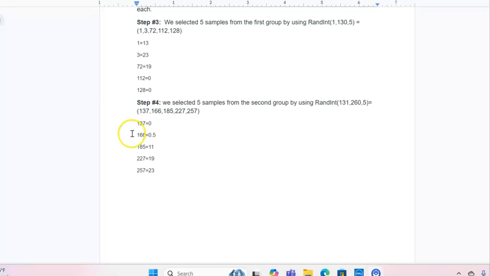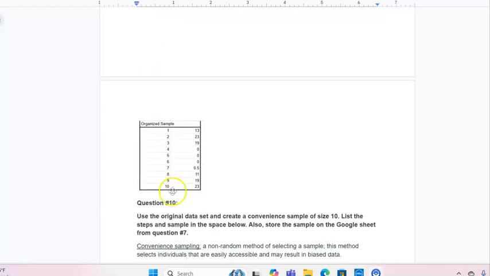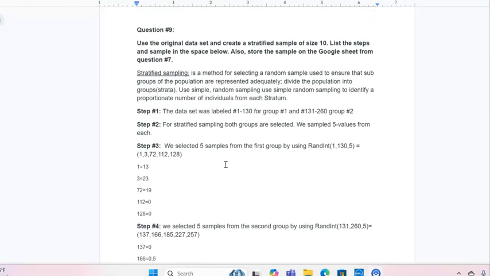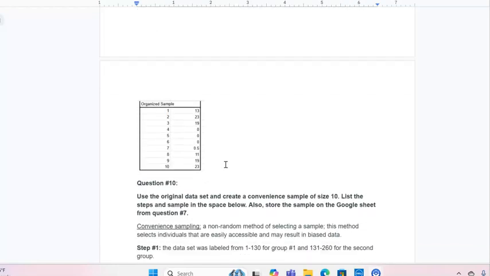Right here, it's going to show 0, 205, 11, 19, and then 23. Those are going to be the numbers in our data set that were selected. And then right here is going to be the organized sample, so an organized number of the 10 samples that were selected from the stratified sample.